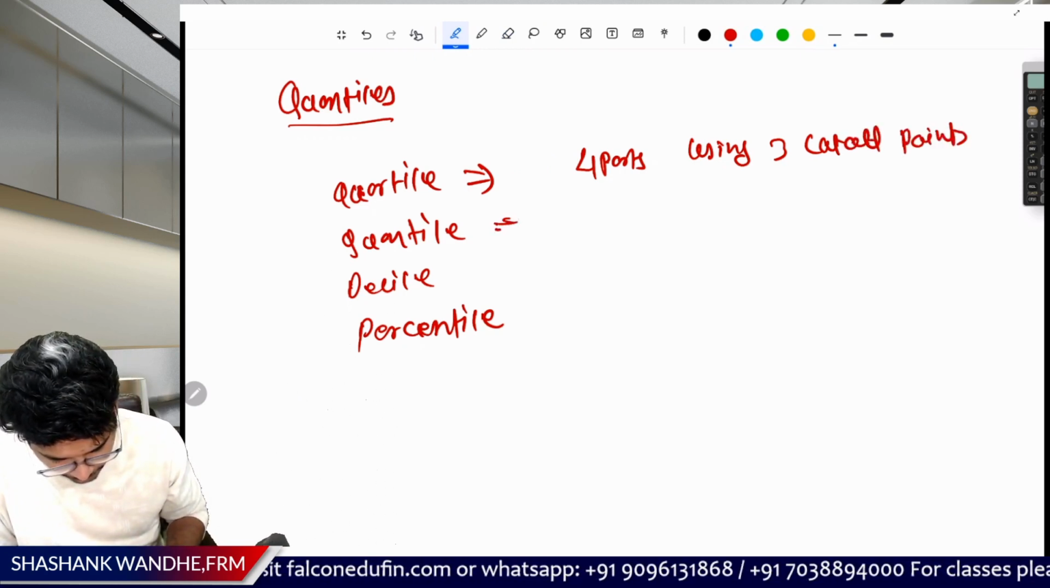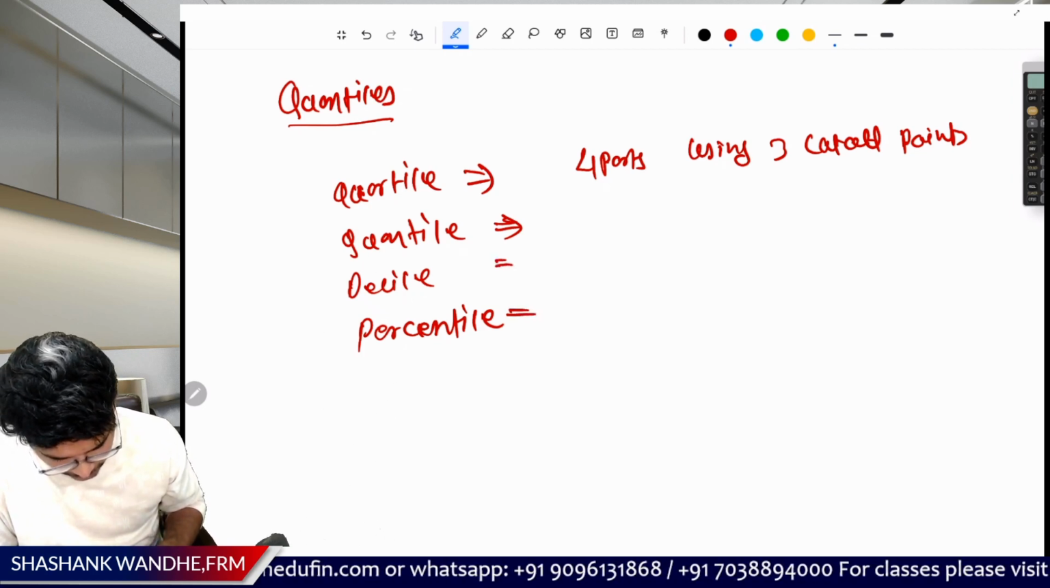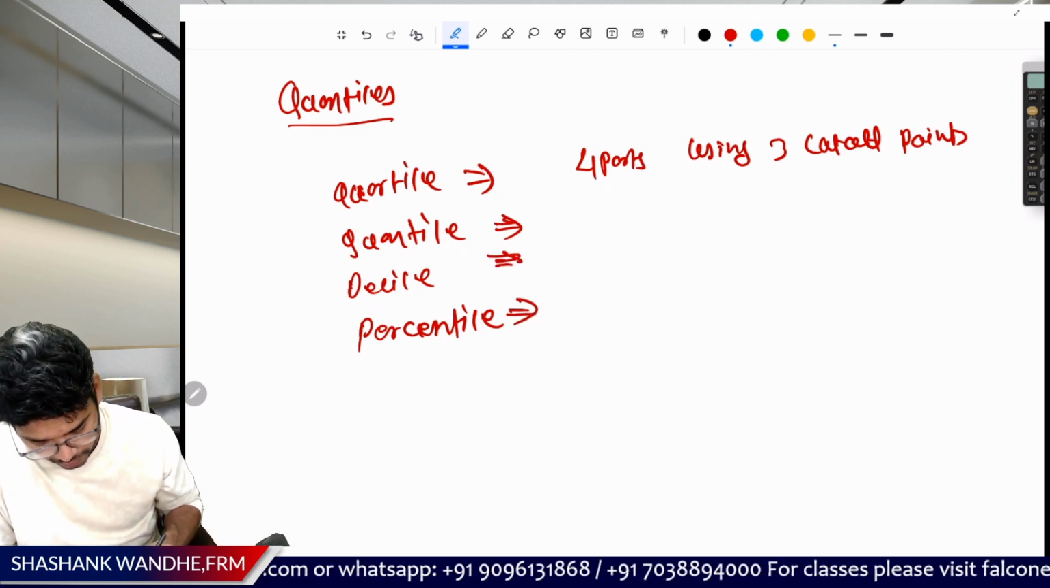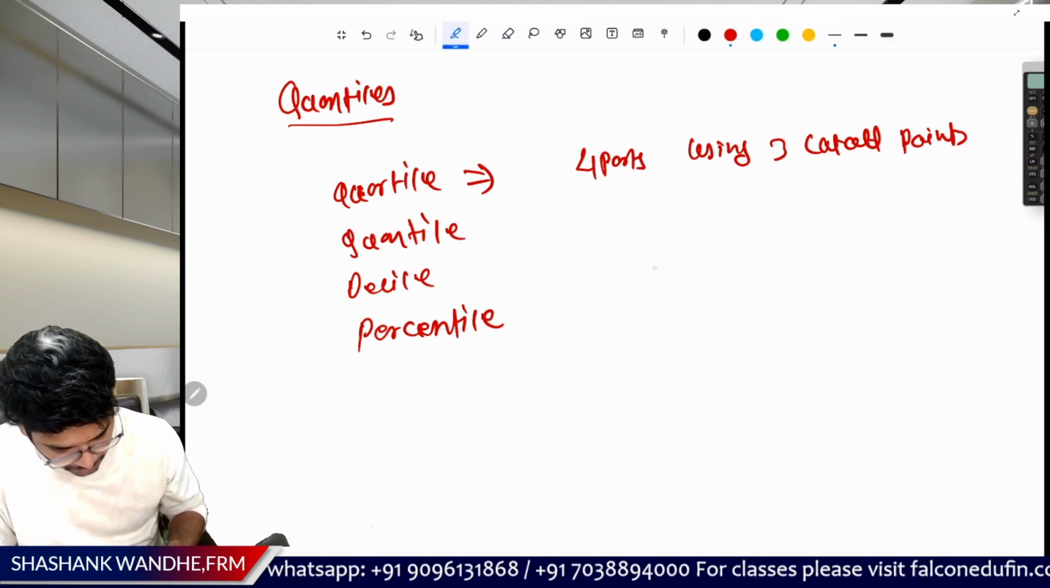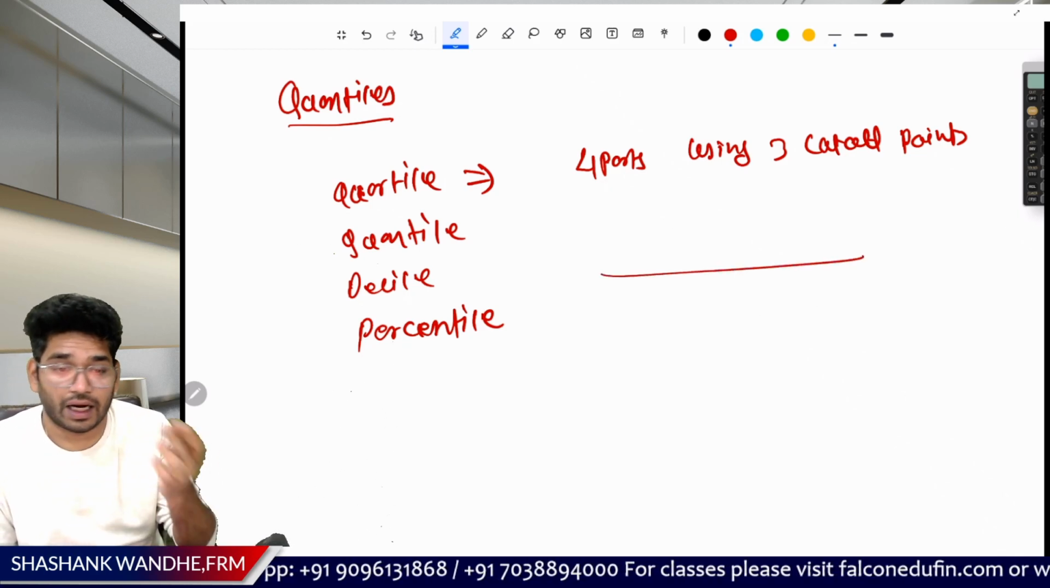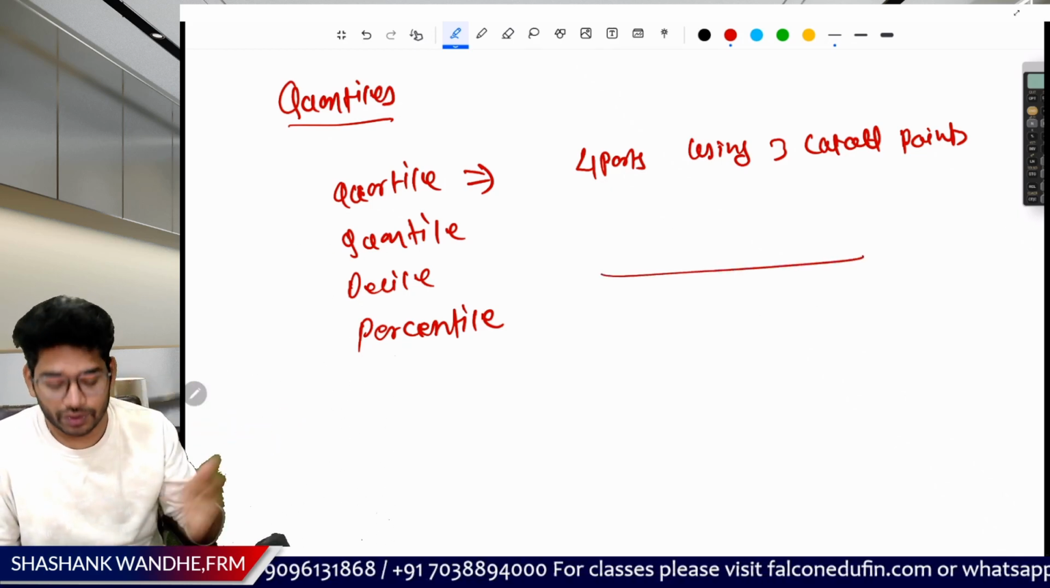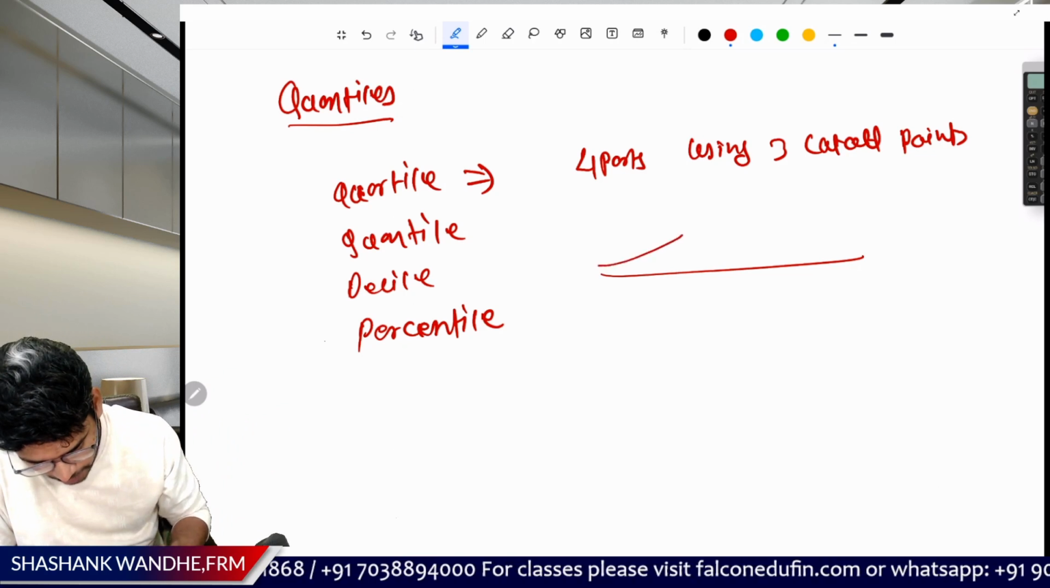Then here, just see how, first of all, how to divide data into 4 parts using 3 cutoff points. So assume this is your data.